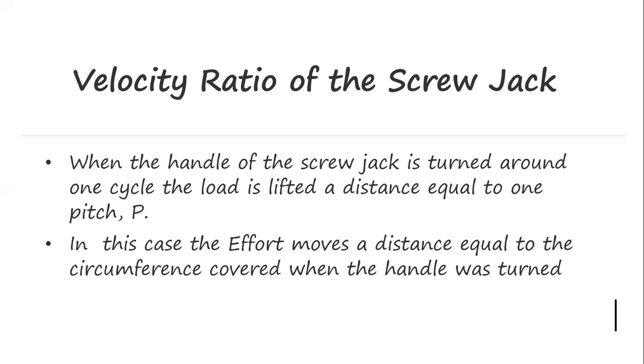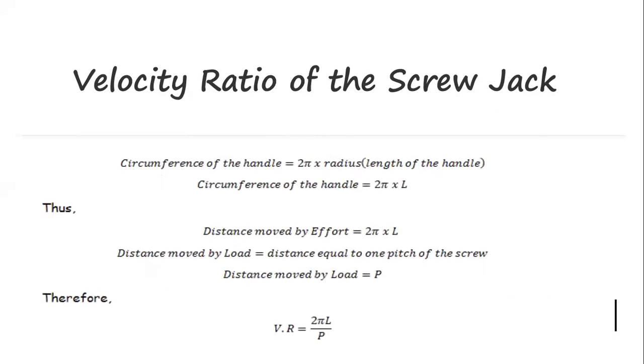Now, in this case, the effort moves a distance equal to the circumference covered when the handle is turned. The circumference of the handle equals 2 pi times the radius, that is the length of the handle. So the circumference will be equal to 2 pi L. Thus, the distance moved by the effort is 2 pi L, and the distance moved by the load equals one pitch of the screw, that is P. Therefore, the velocity ratio equals 2 pi L over P.